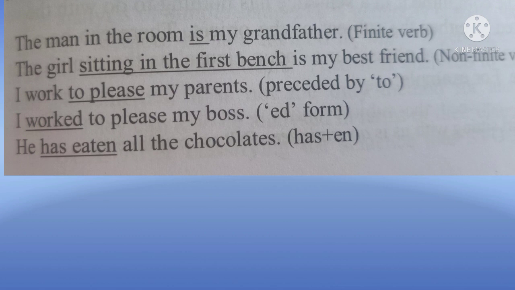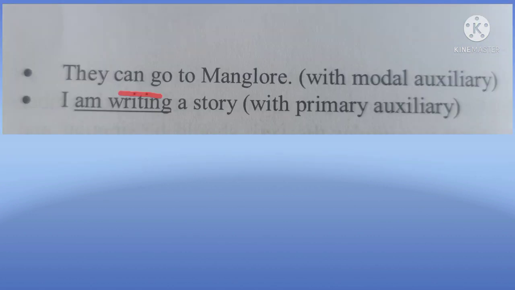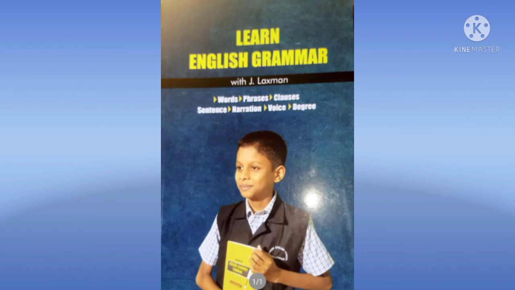Have a look at these examples. The man in the room is my grandfather. The girl sitting in the first bench is my best friend. I work to please my parents. I work to please my boss. He has eaten all the chocolates. They can go to Mangalore. I'm writing a story. Try to compare the underlined parts in these sentences with what is written in the bracket after the sentence. Only the finite verb or the verb phrase can function as verb element in the sentence.